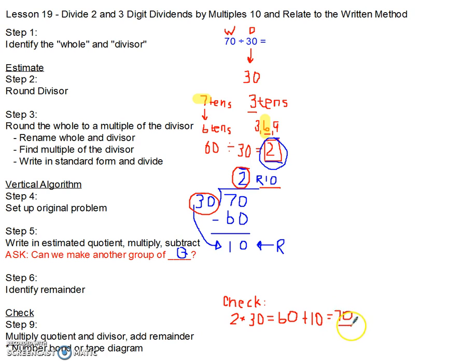So 70 against our original whole, 70. So we solved it correctly. Another way that you can show and check your answer is by doing a number bond.